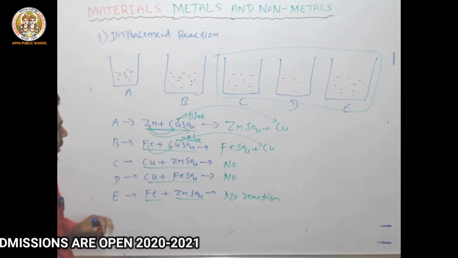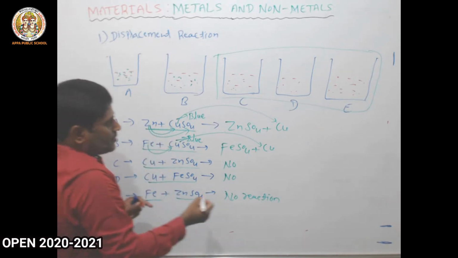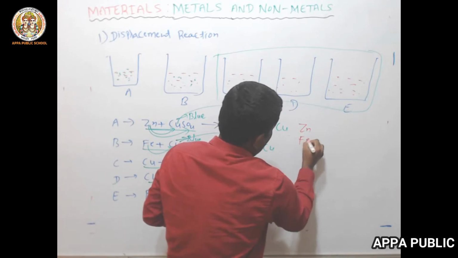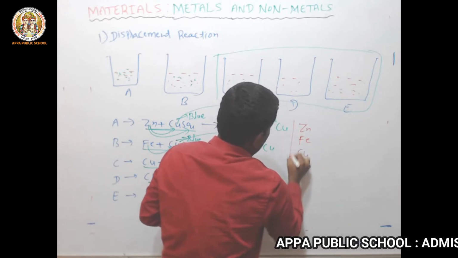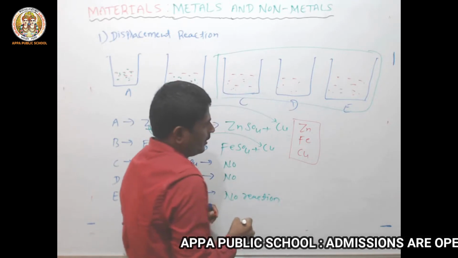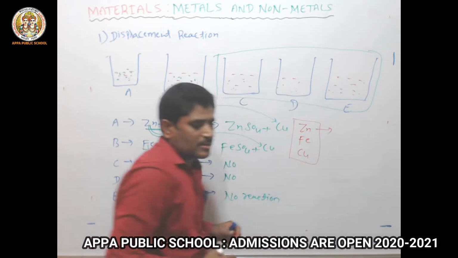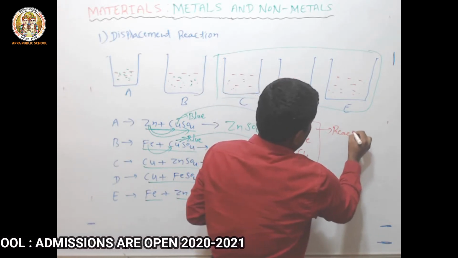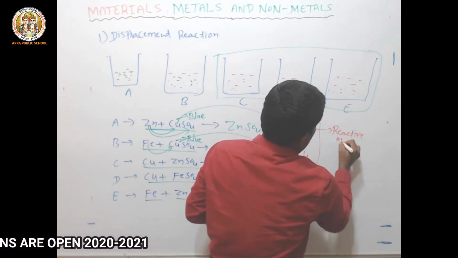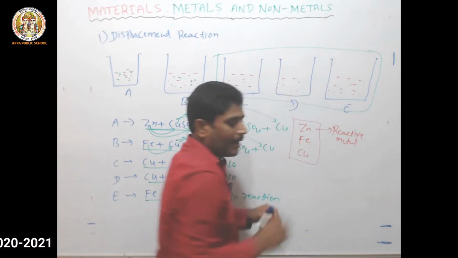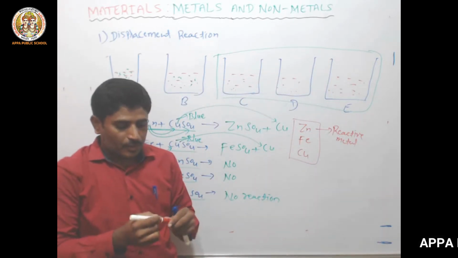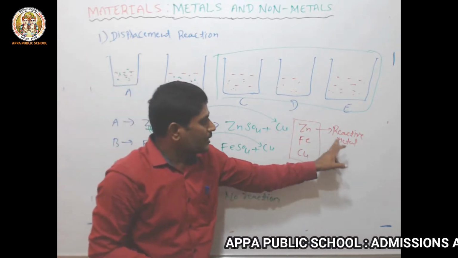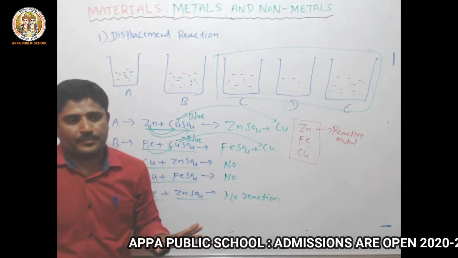My dear friends, here we have taken three metals: zinc, iron, and next copper. These are the three metals. Out of these three metals, zinc is a reactive metal. Then second, iron. Then third, copper. Only among these three I am telling. Among these three, zinc is the reactive metal, isn't it?